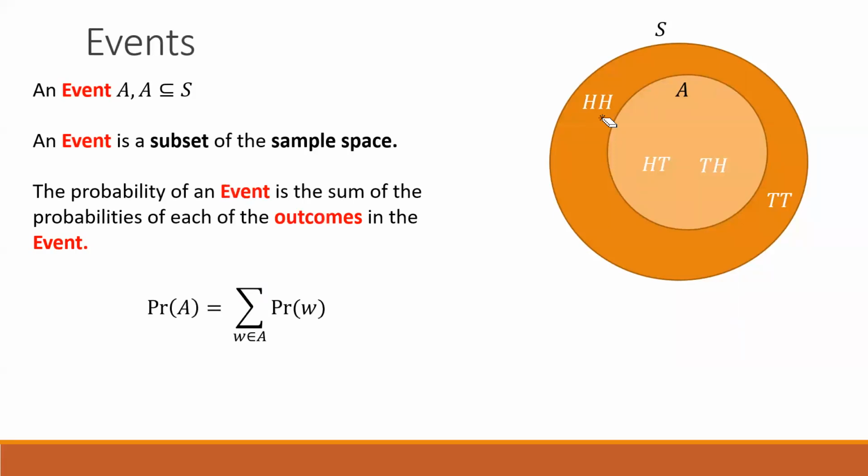In my event of flipping 1 head, 1 tail, I have these 2 elements. The probability of an event is the sum of the probabilities of each of the outcomes in the event. So the probability that A happens, some event, is equal to the probability of this plus the probability of this. I take each element in my subset A and I sum all the probabilities to get the probability that event A happens.